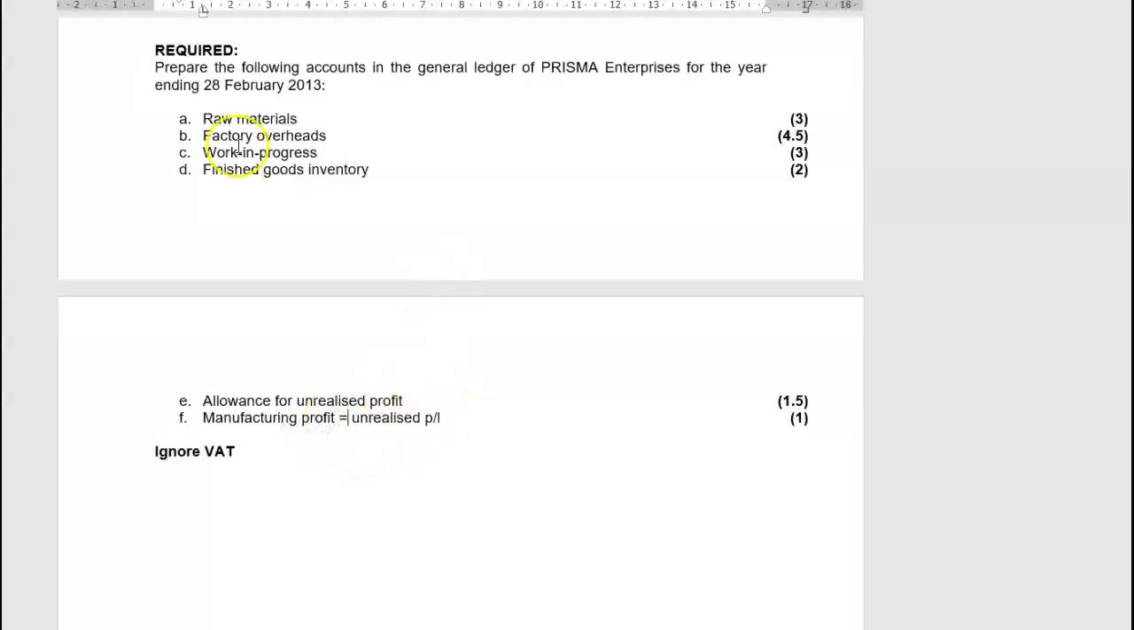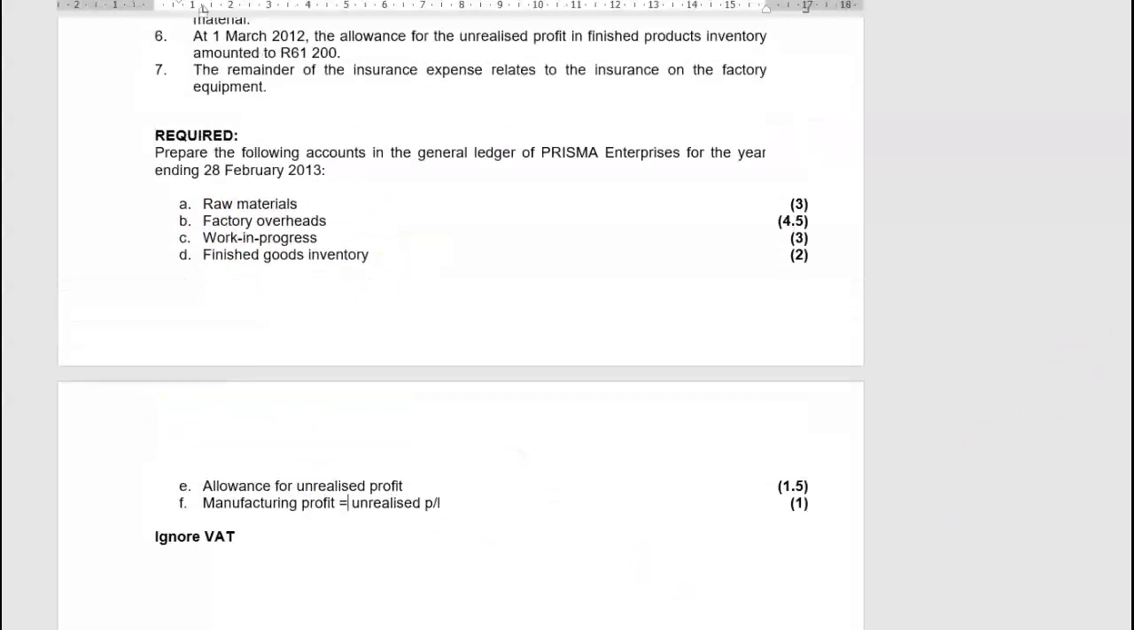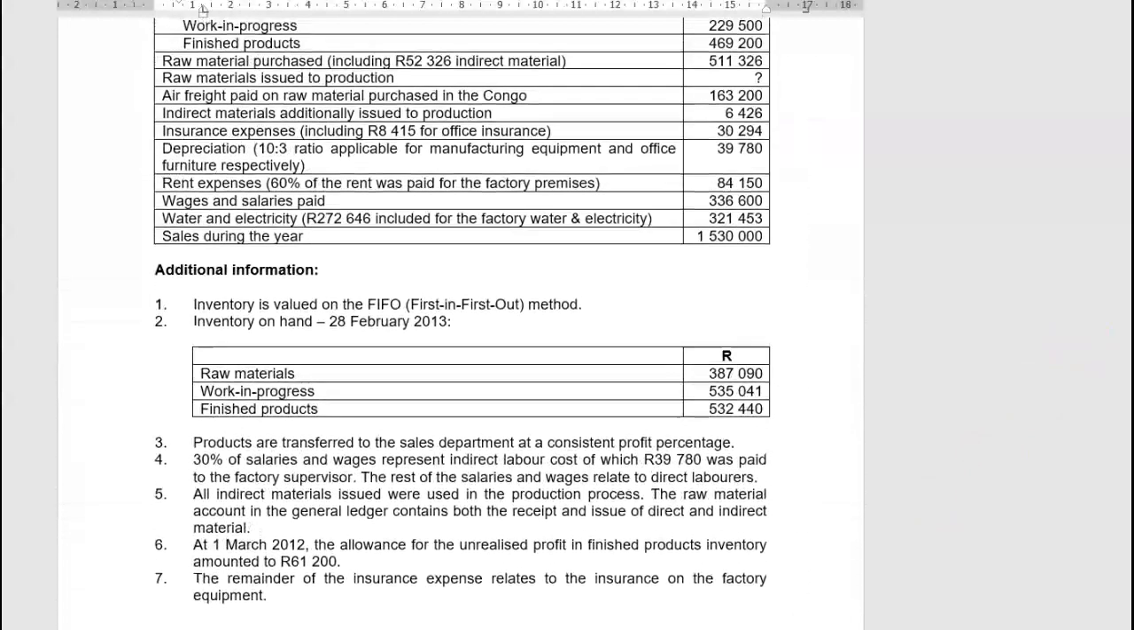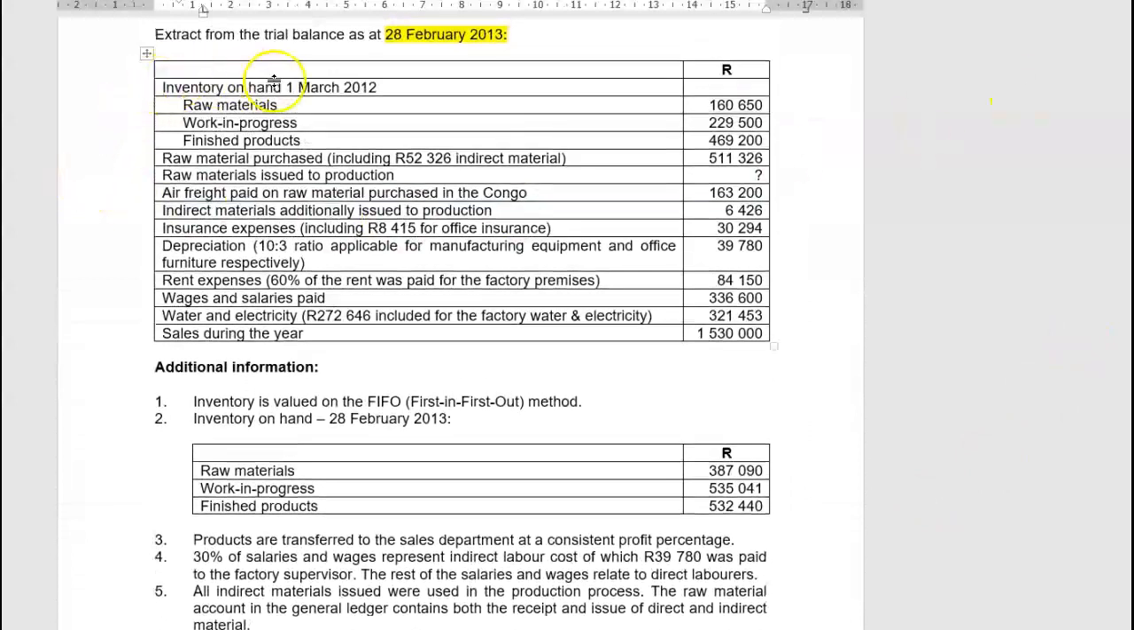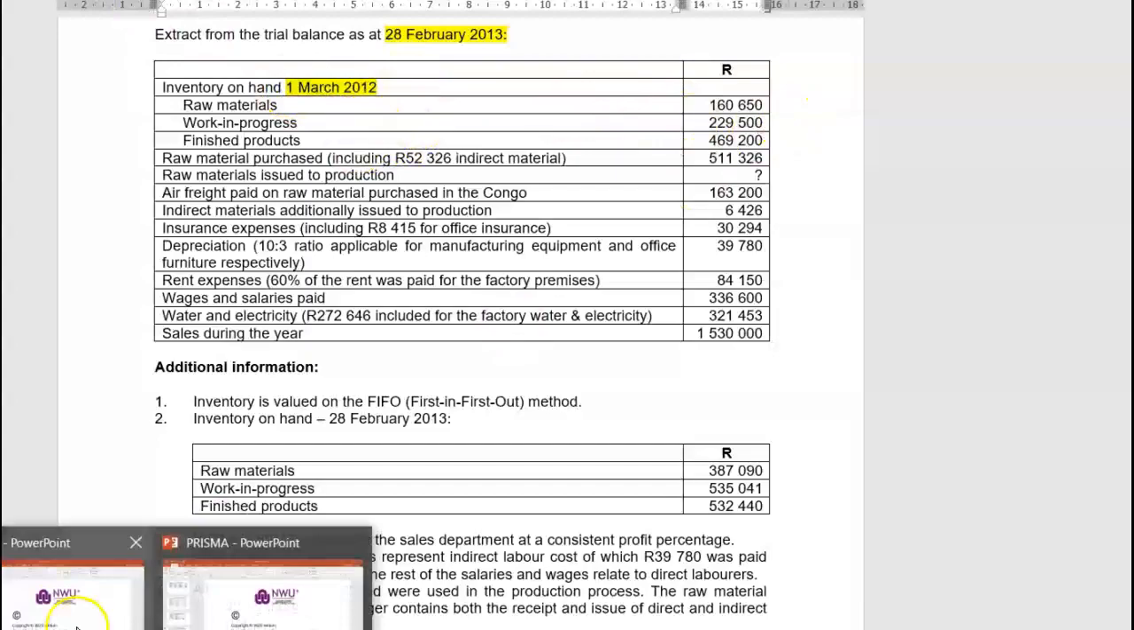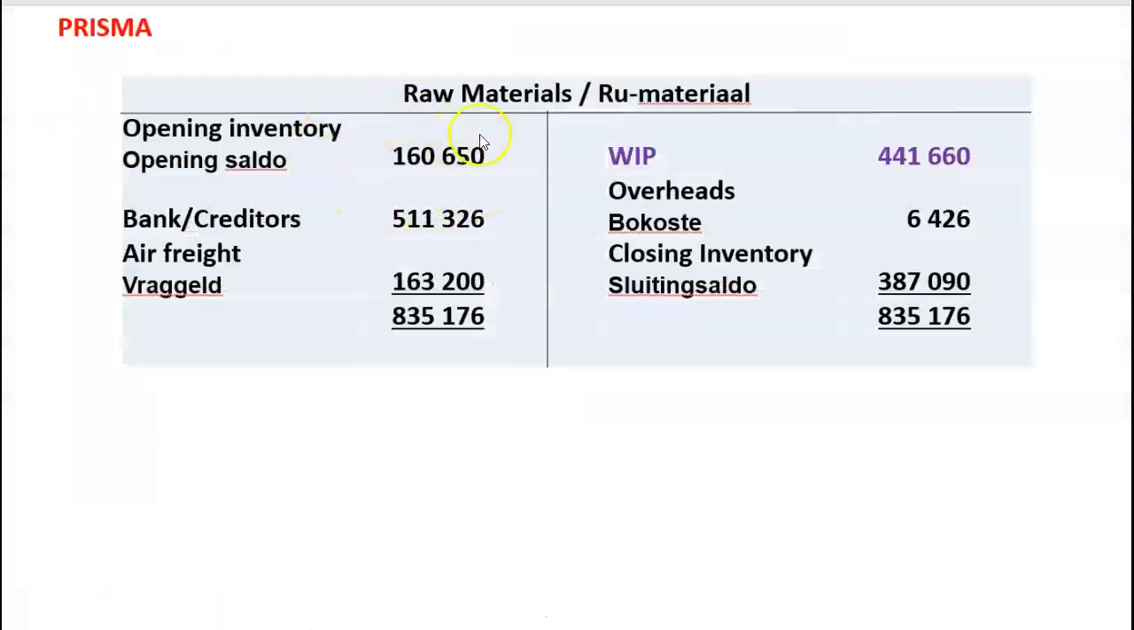Good. So we can start off drawing our T accounts, and then we can start completing this picture. These questions are really very simple questions. Inventory in the beginning of the year, 1 March 2012. Raw materials 160,650. So in our raw materials account on the debit side, 160,650.